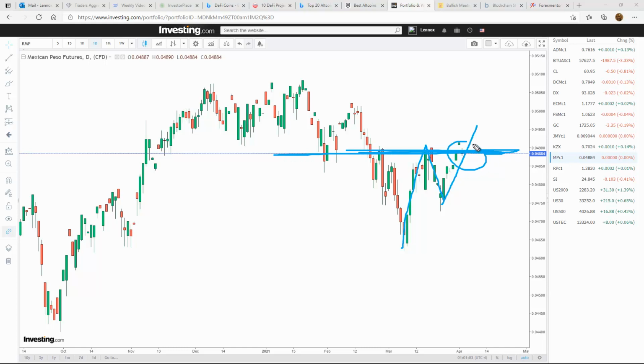Of course, we could see a pullback first before we get that move. That's totally possible, so we have to be careful here. There could be some weakness in the Mexican peso going into this week before it turns. We're at a critical junction of support and resistance. So if you're playing the Mexican peso, be careful.